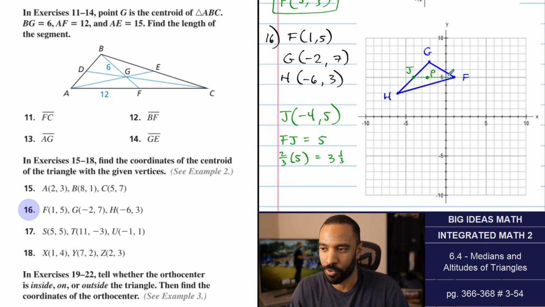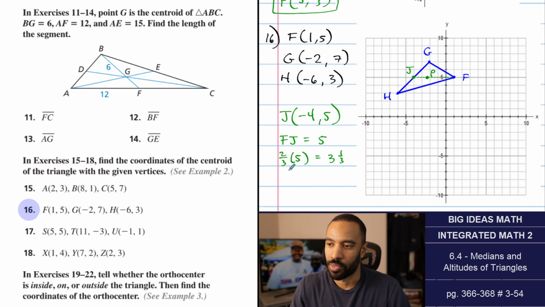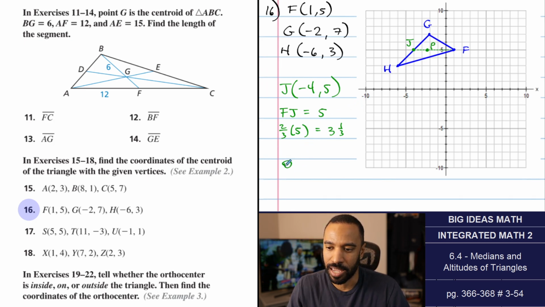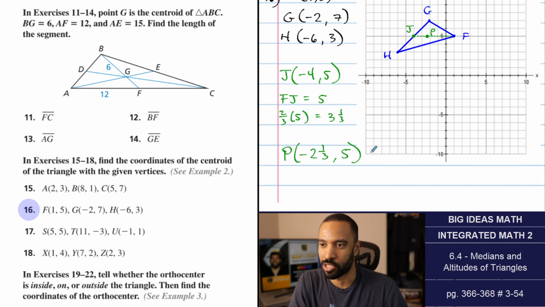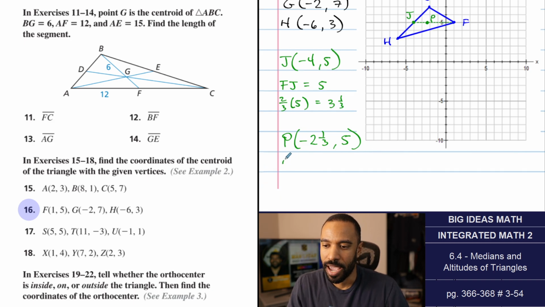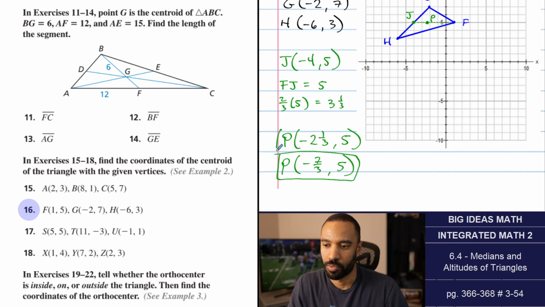Also P, like before. Now, this one's easier to calculate because this is at -2 1/3, comma, and up 5. So that point P is at -2 1/3, comma, 5. Because it's 3 1/3 away from F. F is at x = 1. And that would also be, instead of -2 1/3, you say -7/3, comma, 5, like so. Either of those should work out.